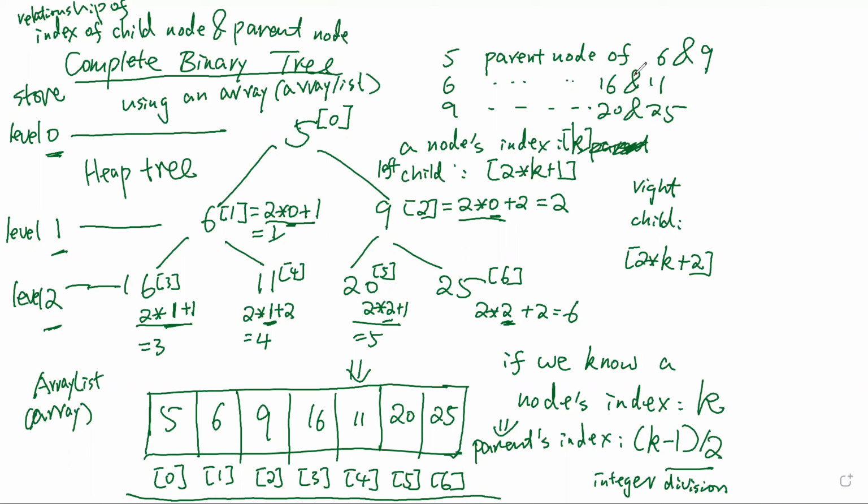And then let's see how we add a new item. Let's see the example. Let's go back to our original tree. We have this 5, and then we have 6, we have 9, and we have 16, we have 11, and we have 20, we have 25. And the corresponding array, let me draw it here.